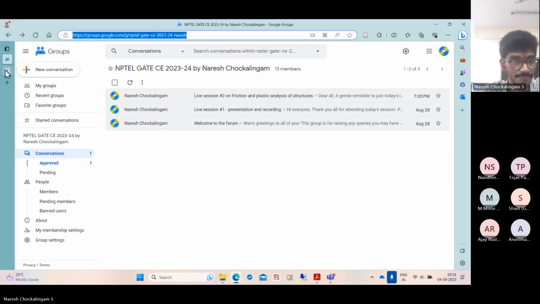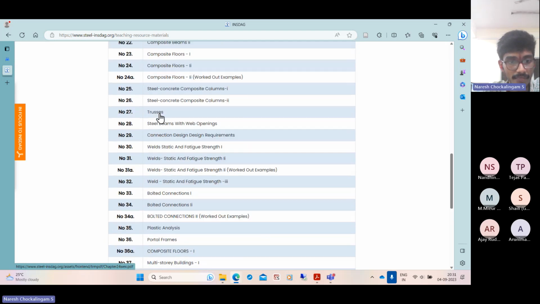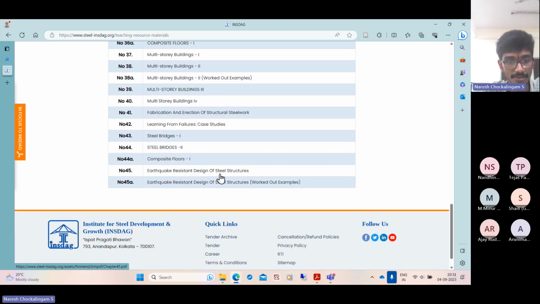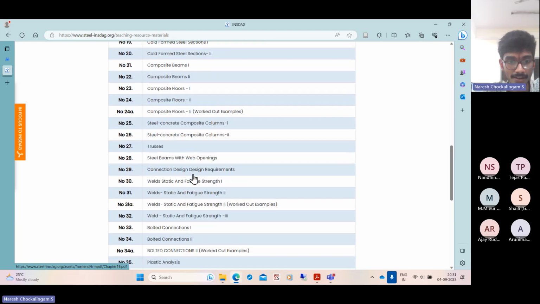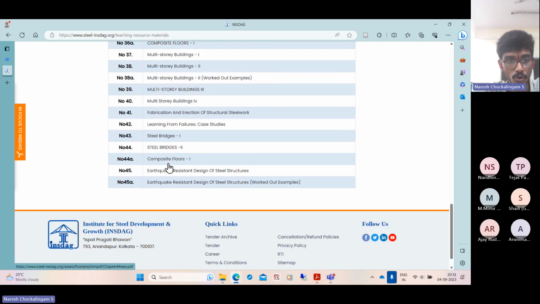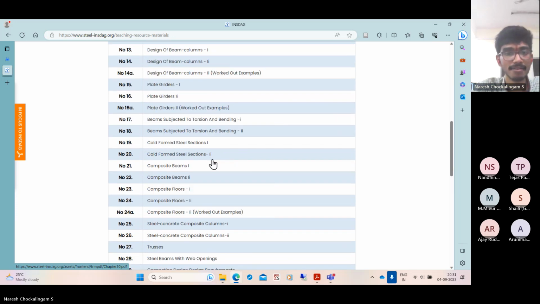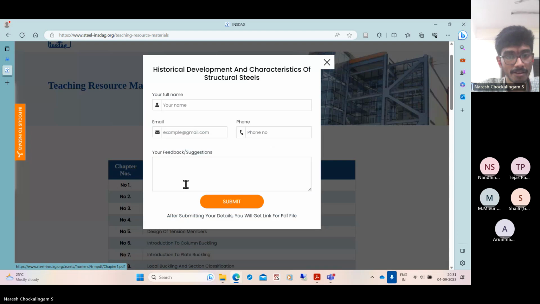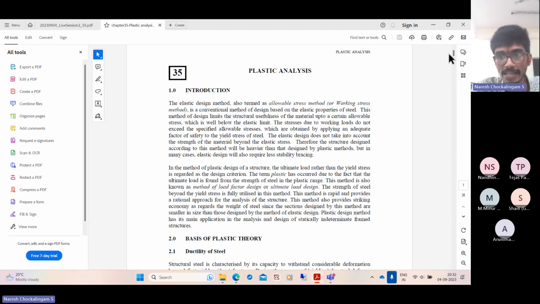It is this one. So you can see this one, INSDAG steel design. You can go to this teaching material. You have everything chapter wise. So it starts with basic things like design of tension members and compression members, and it goes on up to steel bridges, multi-story buildings, earthquake resistance, bolted connections. So it has example problems. It has theory, and it is free. You can access it for free. Only thing is you just have to give your name, mobile number, and email. Just submit it. So this is the kind of material they provide.